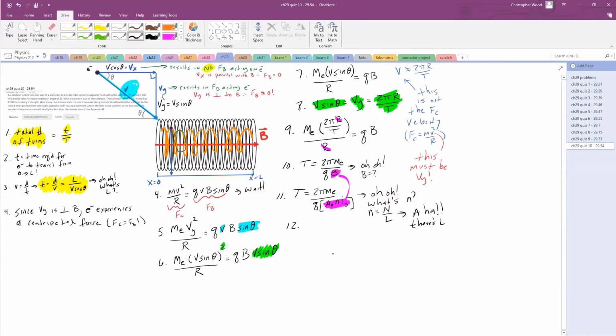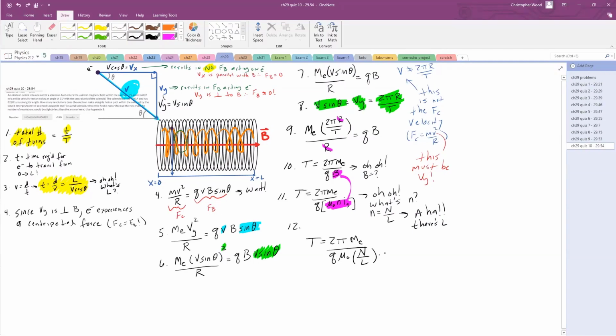Let's keep going. All right, so big T equals 2 pi mass of the electron all over Q mu naught n, and here n is now the number of turns per length, times the solenoid current. Okay, that's it. Not done, but still feeling good.